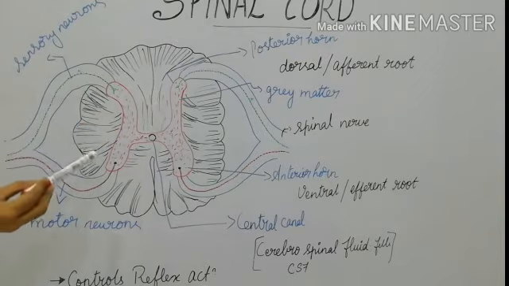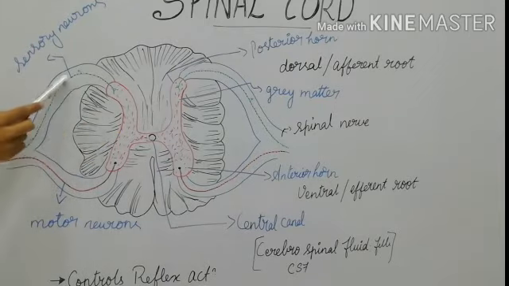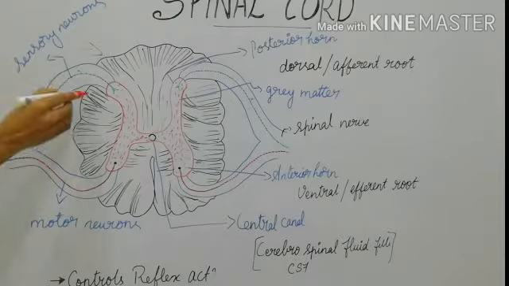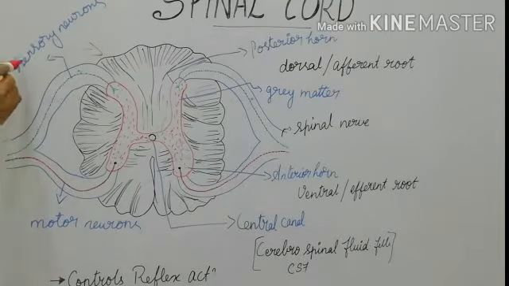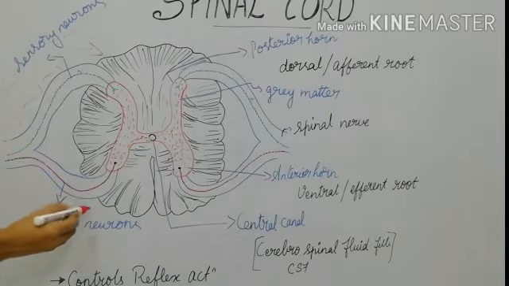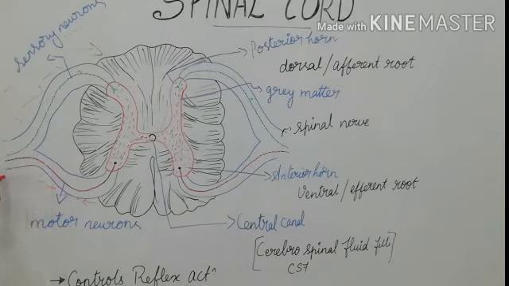And this spinal cord contains sensory neurons and motor neurons. These sensory neurons carry the information or impulses from the sense organs to the central nervous system. Central nervous system is brain and spinal cord. So the sensory neuron carries the impulses from sense organs to the central nervous system, and the motor neuron carries the information or impulses from the central nervous system to other organs like muscles or glands. And the important function is that the spinal cord controls the reflex action of our body.